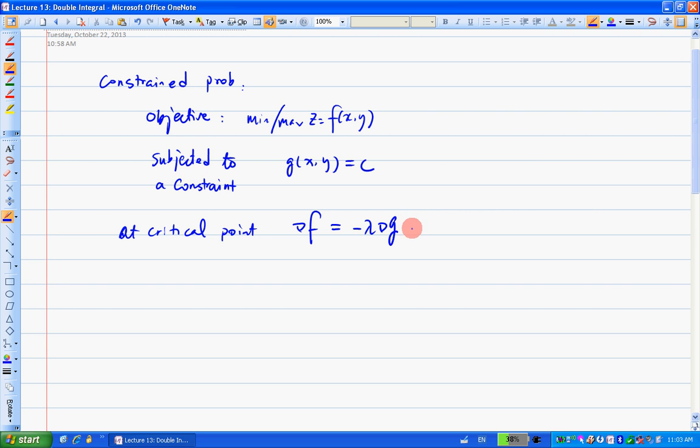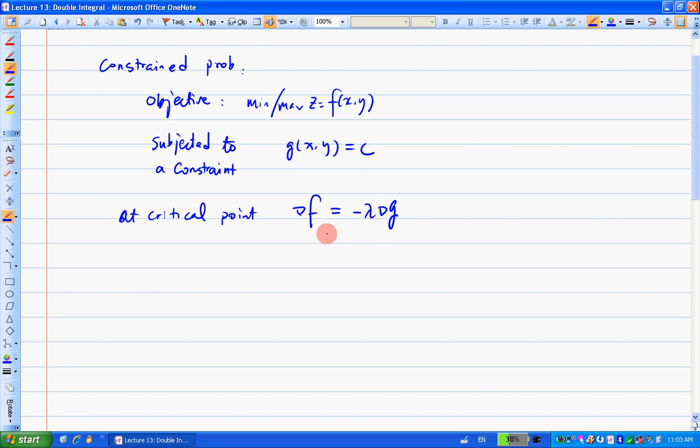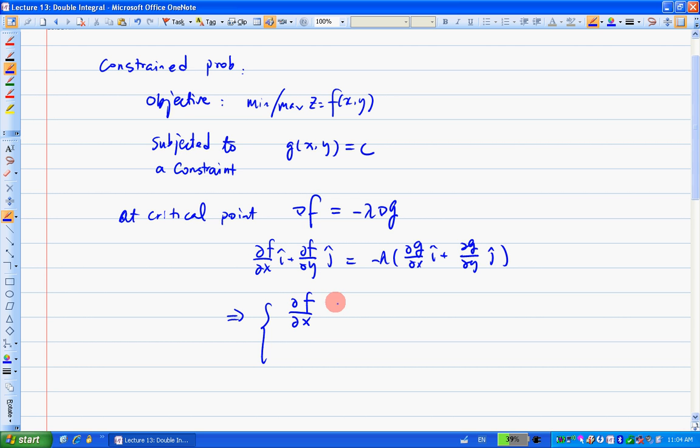So at the critical point, this condition means del f, meaning df over dx, equal to this. The two sides equal to each other means you have partial f over x equal to negative lambda multiplied by this, and partial f over y equal to negative lambda multiplied by this. So that gives us these two equations here.